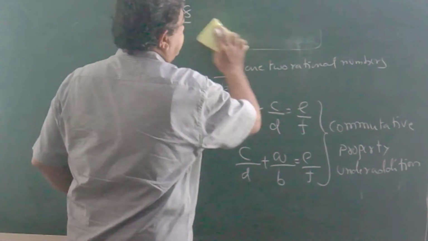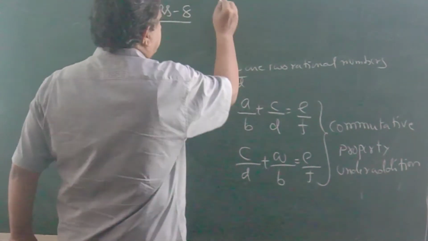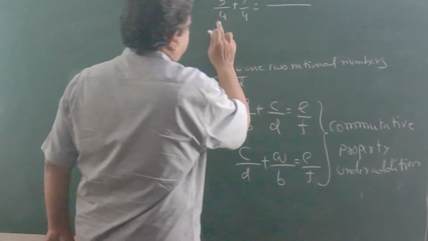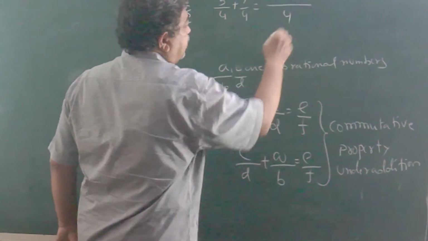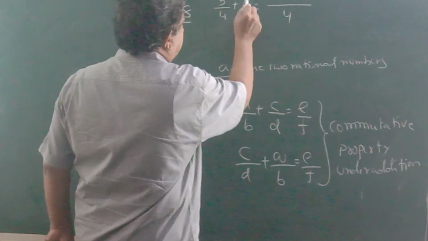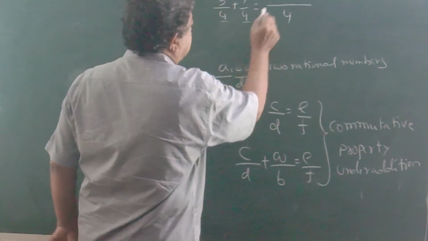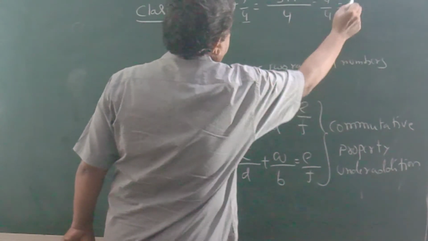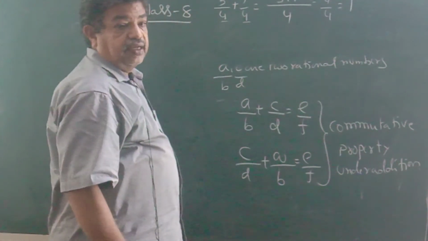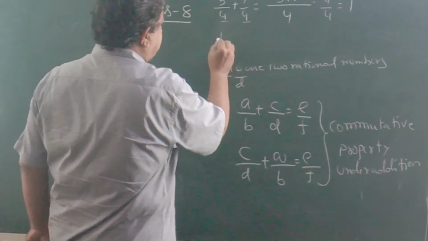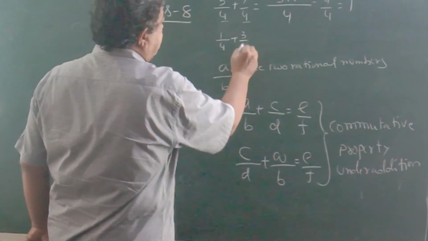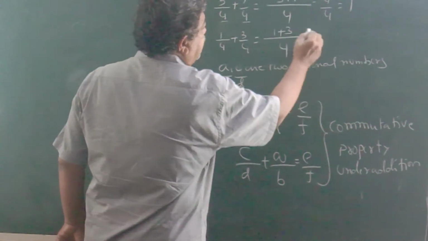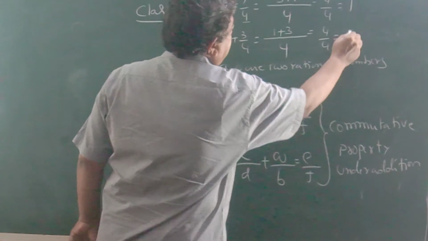For example, we take 3 by 4 plus 1 by 4. What is the denominator? 4. Here also 4. The LCM is 4. Now we can add the numerators directly as the denominators are same. 3 plus 1, 4. 4 by 4 equal to how much? 1. 1 is a rational number. You change the order of addition. 1 by 4 plus 3 by 4. Again the LCM is 4. 1 plus 3. You got 4 by 4 equal to 1.